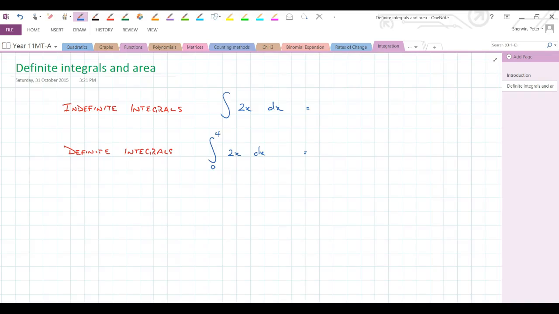Okay, we've had a look at the introduction to integration and what integration is all about, the anti-differentiation process. I just now want to start off this little section on definite integrals and then leading into area. I want to start off by talking about the difference between an indefinite and a definite integral. So they're on the screen.